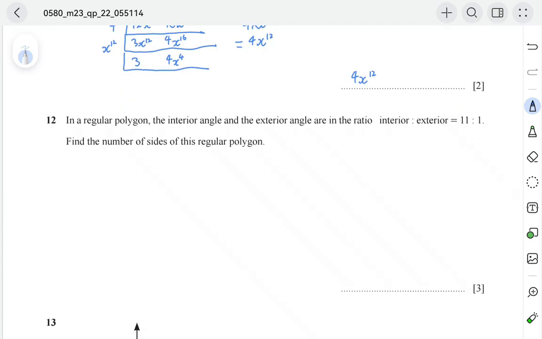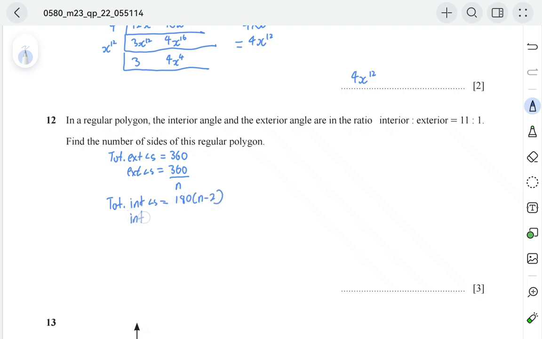Moving on to question 12, we have this question that talks about internal and external angles in the ratio of 11 to 1. Well, we know that the total external angles of any polygon is always equal to 360. So therefore, each external angle is equal to 360 divided by n. In the same way, we know that total internal angles is equal to 180 times n minus 2.